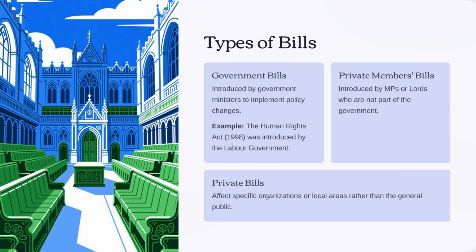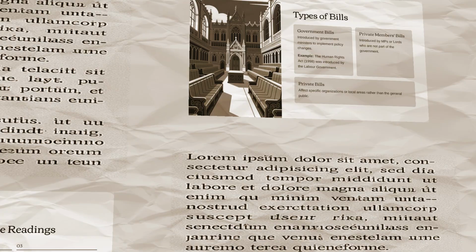Types of bills. Government bills, introduced by government ministers to implement policy changes. Example, the Human Rights Act 1998 was introduced by the Labour government. Private members' bills, introduced by MPs or lords who are not part of the government. Private bills affect specific organizations or local areas rather than the general public.